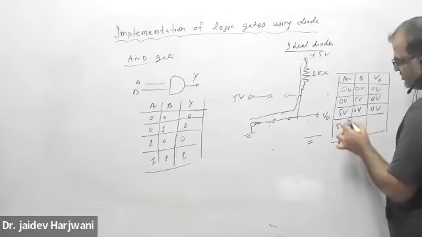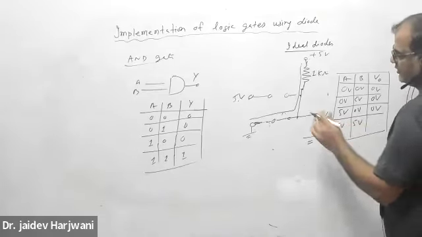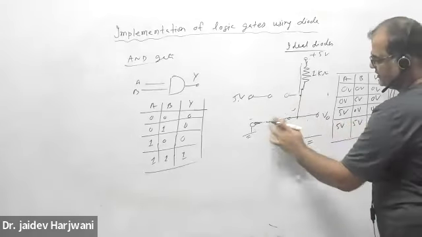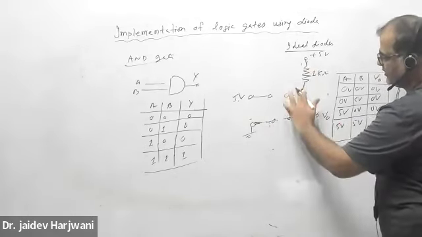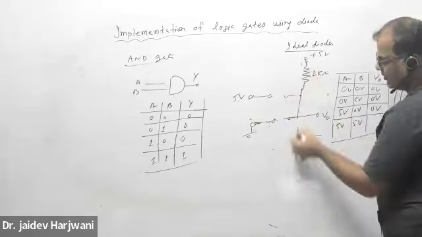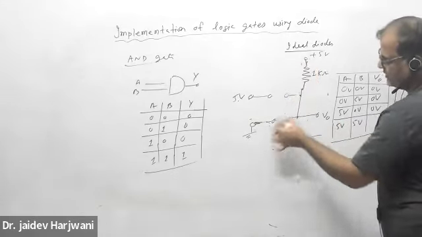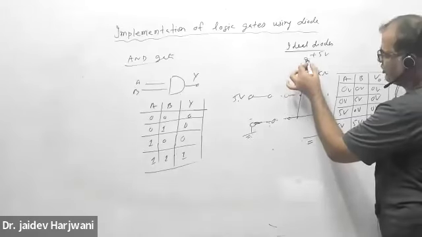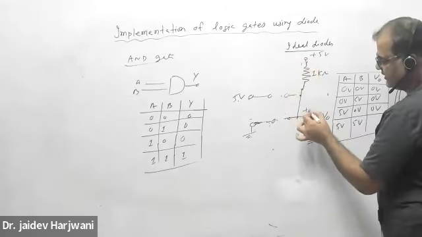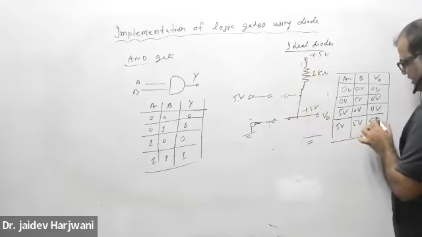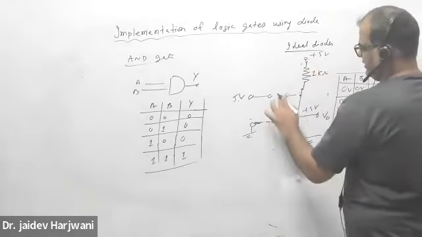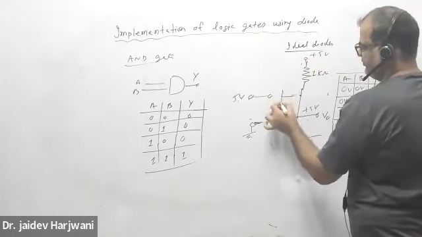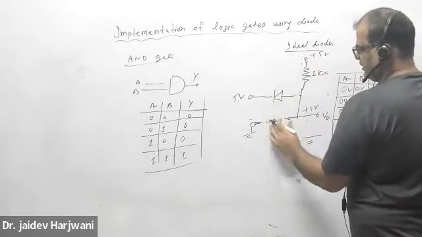If both are 5 volt, this is open and this is also open, so this circuit is open and current cannot pass because everything is open. So no drop here, and this voltage will directly come here. So you'll get high voltage. This is how you implement an AND gate using diodes.